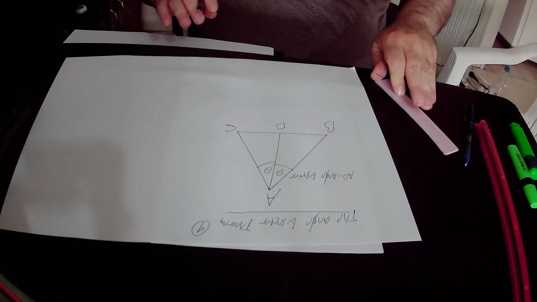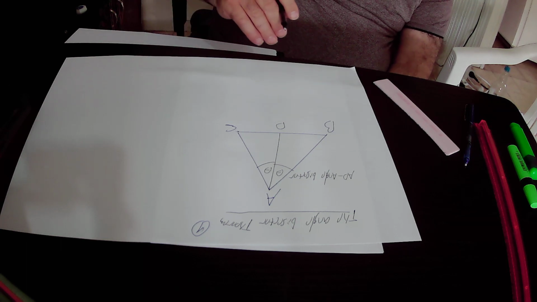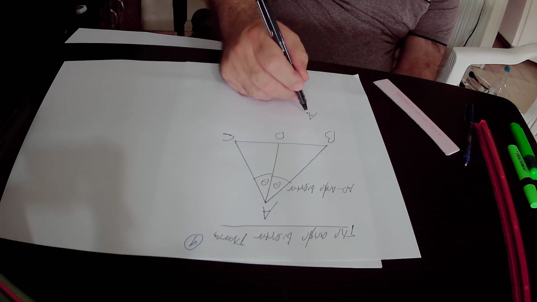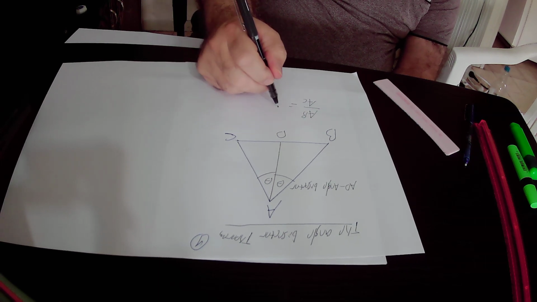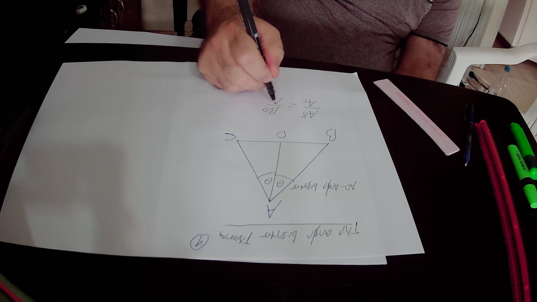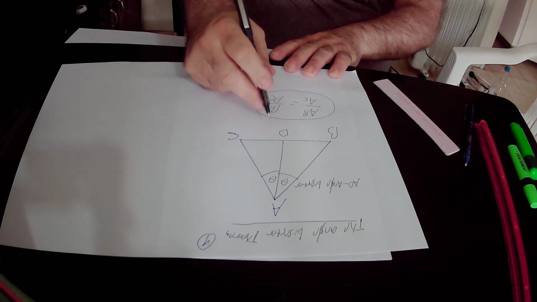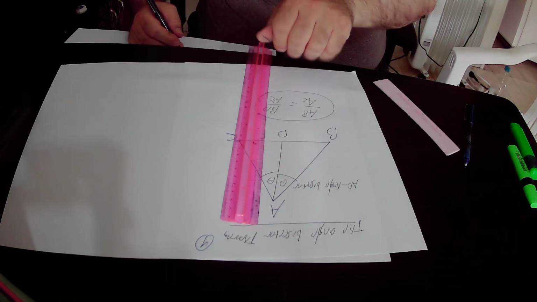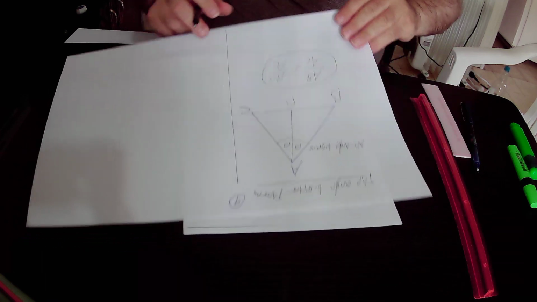So if we have triangle ABC that could be any triangle, and we have also the angle bisector AD, then according to the angle bisector theorem, the following equation is true: AB over AC equals BD over DC. In any triangle ABC, if we have the angle bisector AD, then AB over AC equals BD over DC.